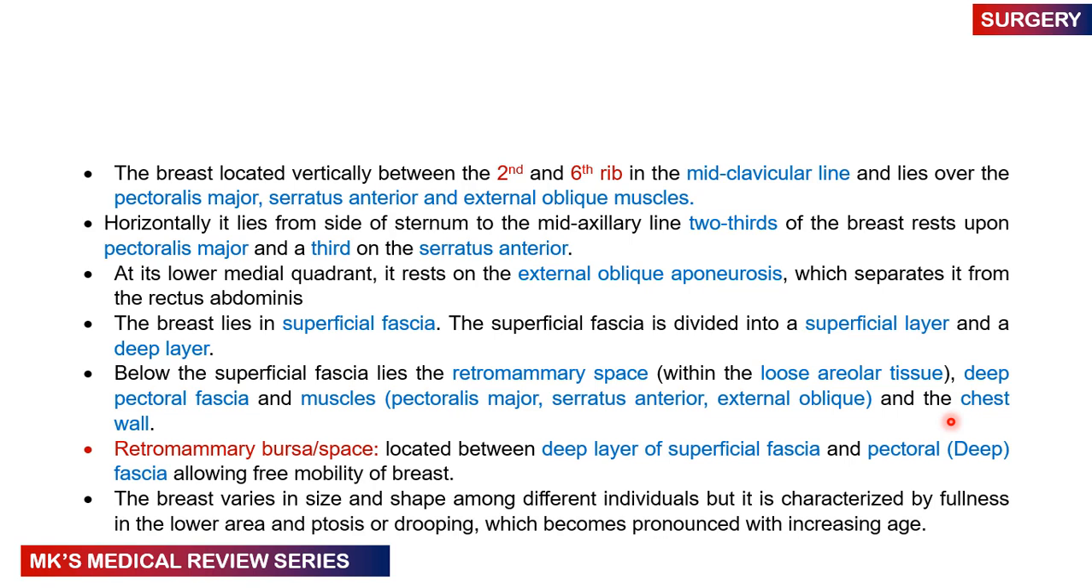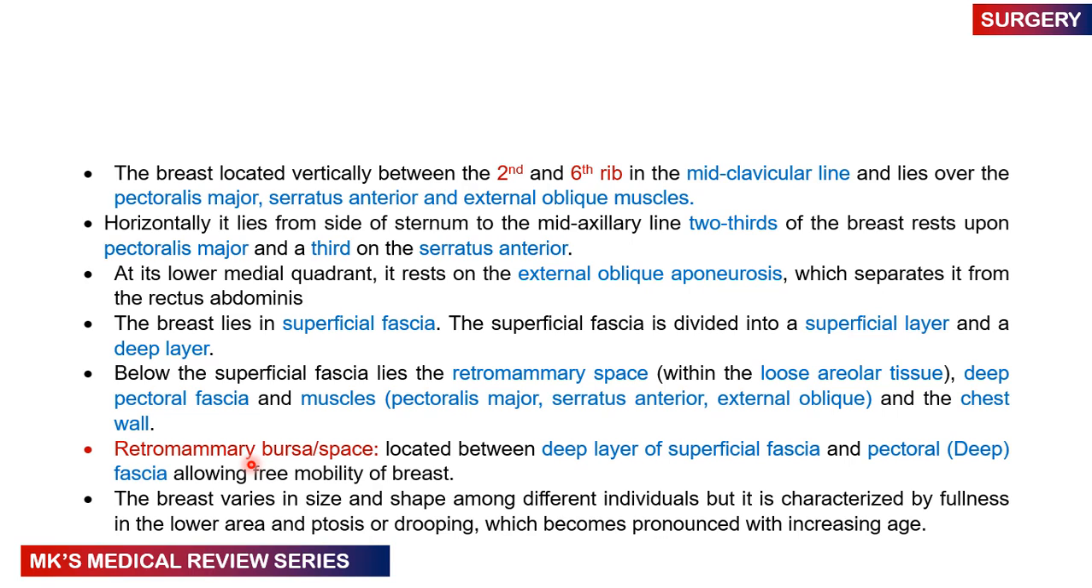Then remember that the retromammary space is going to be found between the deep layer of the superficial fascia and the deep fascia, which is the pectoral fascia. Remember there are two types of fascia. A superficial fascia, which has two layers, a superficial layer and a deep layer. Then you have the deep or the pectoral fascia. So between the pectoral fascia and the deep layer of the superficial fascia, you have what is known as your retromammary space. This allows for the movement of the breast.